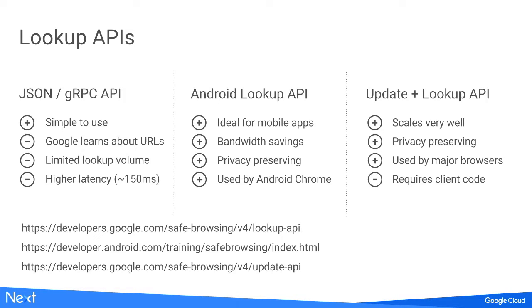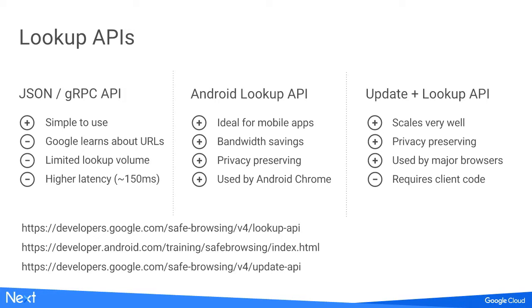Again, this is ideal for mobile applications. We have a link for this at the end, on how to get started. It provides significant bandwidth savings in the fact that you don't have to actually go all the way to Google to do it. It preserves privacy because you do not need to send URLs to Google to be able to make the detection successful. And it's used by Android Chrome today.